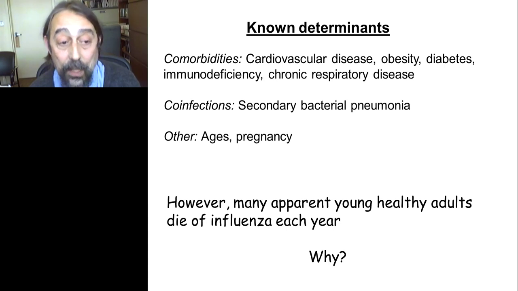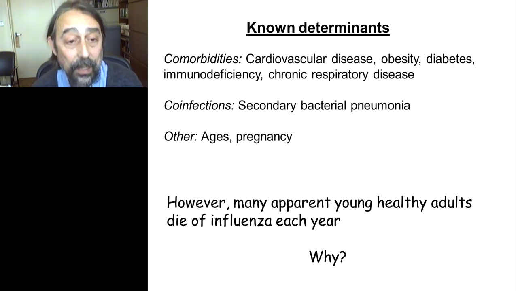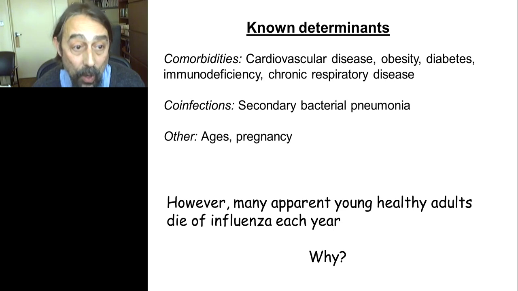Now, co-infections can also increase the ability of the virus to cause disease, especially secondary bacterial pneumonia. Another factor is age: old people usually have a more severe disease. Pregnant women also have a more severe disease in general. However, still many apparently healthy young adults who don't fall into these groups die of influenza each year. Why? We think that they have a predisposition in their genes that makes them more vulnerable to influenza virus infection. And we're trying to figure out what genes make some people more vulnerable than others, in order to identify the people who may be most likely to have severe influenza virus infection.